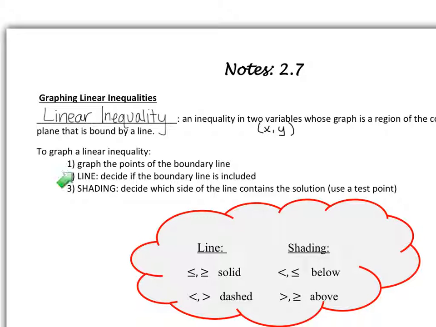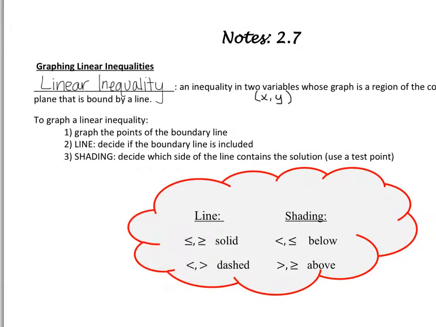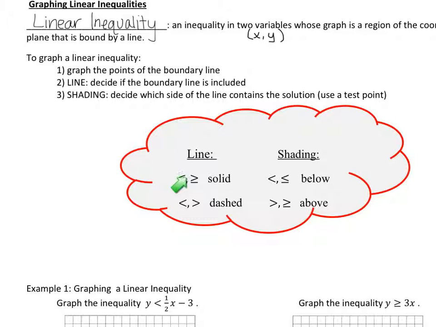And then, for step 2, we decide whether the line should be included or not. We base that off of the inequality sign. So if it has an or equal to, that means we include the line and it is solid. If it doesn't have an or equal to, that means it's not included, so we make it dashed. It's kind of like on our number line, the or equal to had a closed circle, and the not or equal to had an open circle. Okay, it's very similar to that. We actually talked about this when we did that.